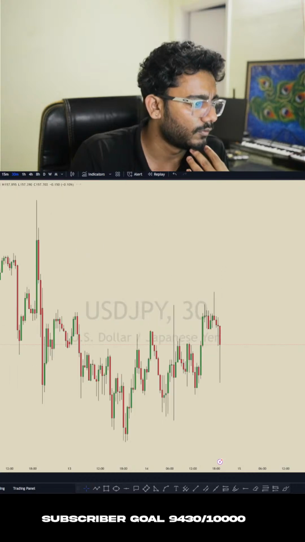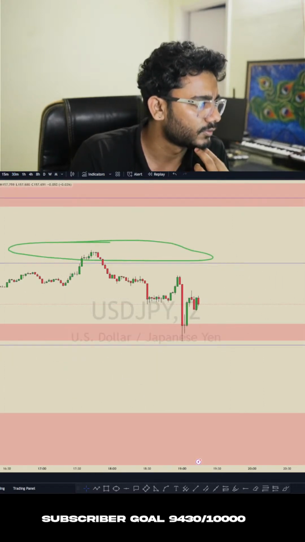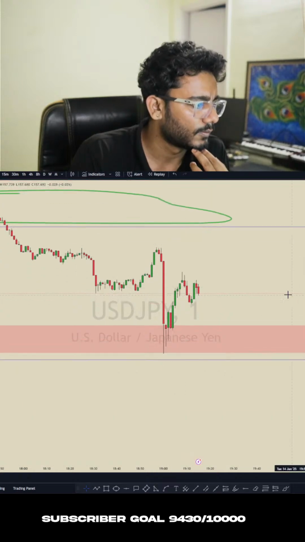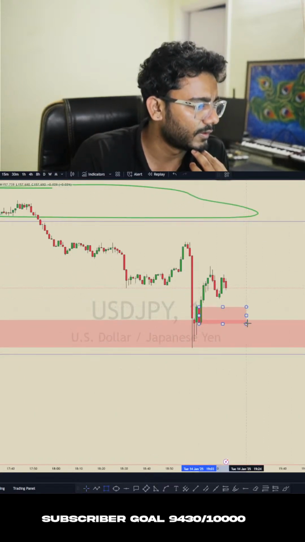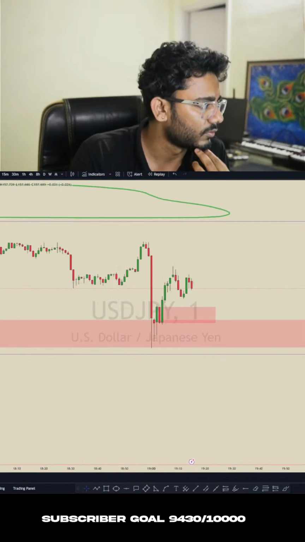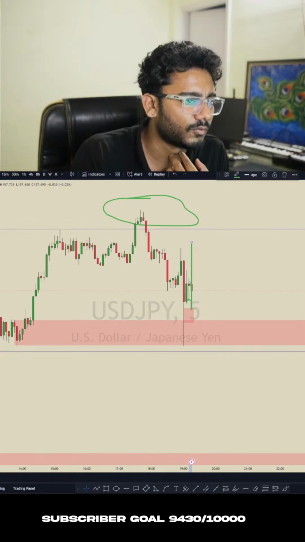JPY can also continue to the upside. Let's see what we have got. There is this order block. Price has created this order block, so it can continue. It will induce this low, and then it can tap, and then it can continue.